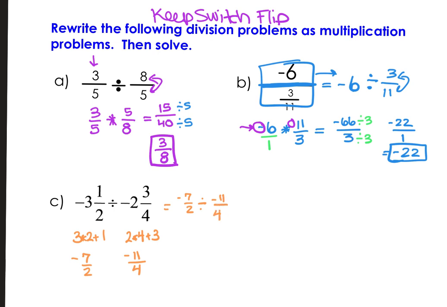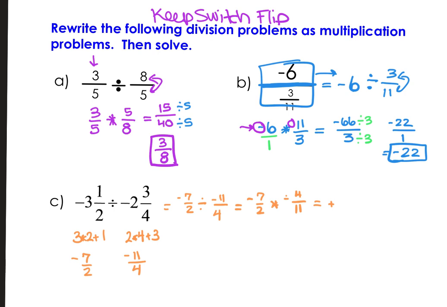So here the problem I really have is -7/2 divided by -11/4. And then I'm going to take this division problem and turn it into a multiplication problem by using keep, switch, flip. So we're going to keep the first fraction, switch the division to multiplication, and then we're going to flip that second fraction to be -4/11. Then from here, I notice that I have a negative times a negative, so I know my result is going to be positive.